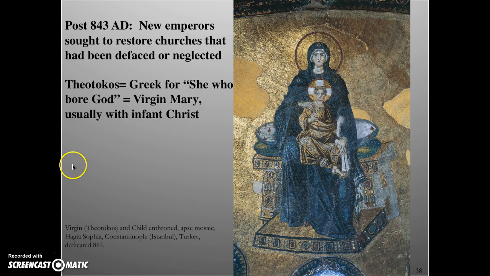After 843, new emperors are going to come into rule. They are going to restore the churches that had been defaced or neglected. And here you see the term, and once again, Theotokos, the Virgin Mary, she who bore God. So again, the Virgin Mary as the mother of God. You see Christ seated in her lap. She is enthroned in this image. So again, you have this restoration of images in the 9th century. And this is over 16 feet tall, very grand. And again, it's connected to the cult of Mary that had developed as early as the 5th century when she was officially given that title of the bearer of God.